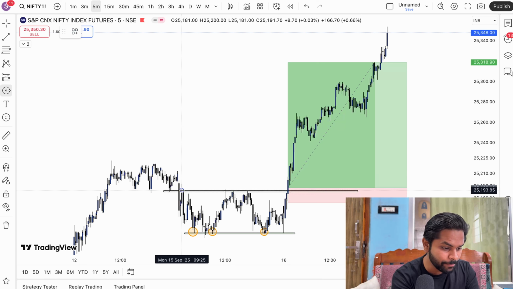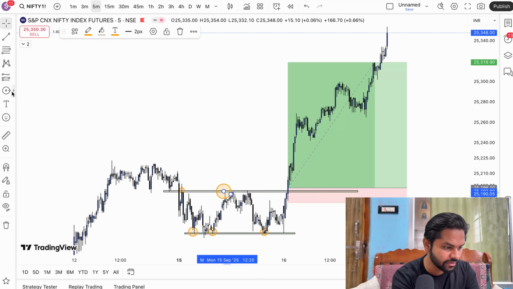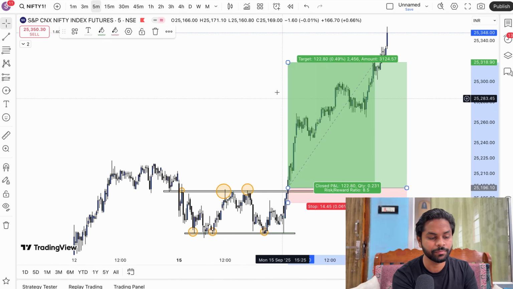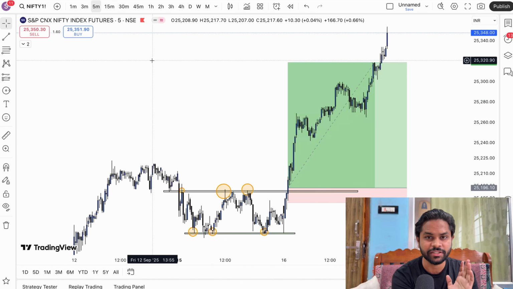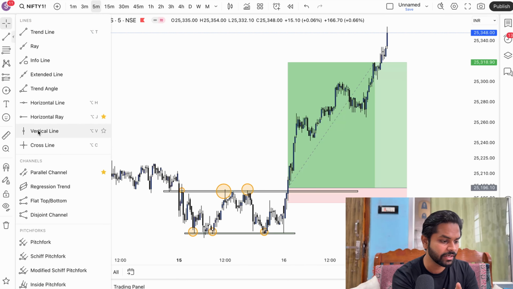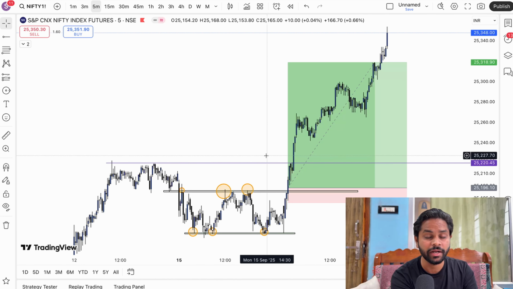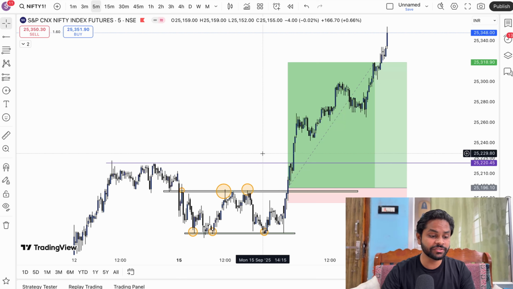If you see, the resistance was there, the resistance is here, the resistance is here, and once it broke, I simply bought the call option. Simple price action, nothing complicated. Once this resistance was also taken out at 25,200, like I said in my pre-market, about 25,200, buy, so I just simply bought a call option.